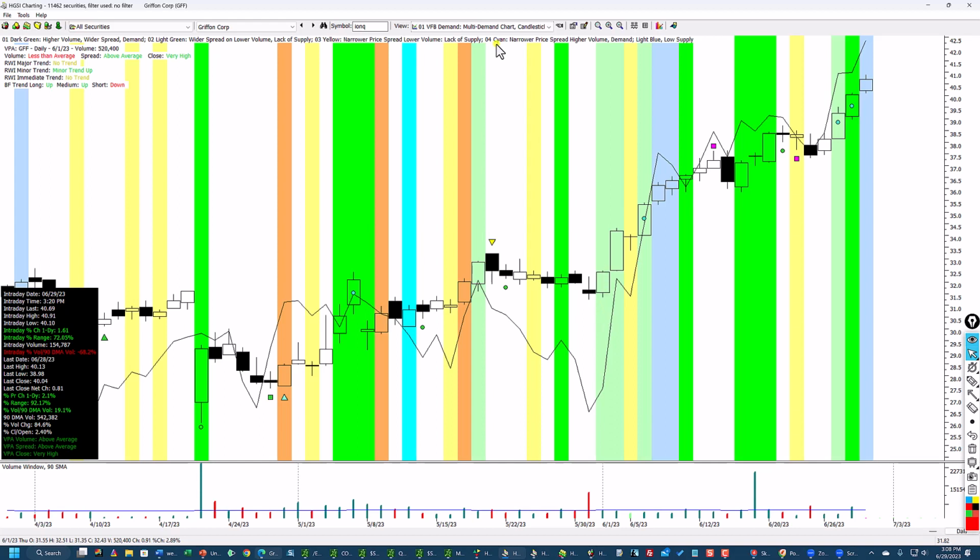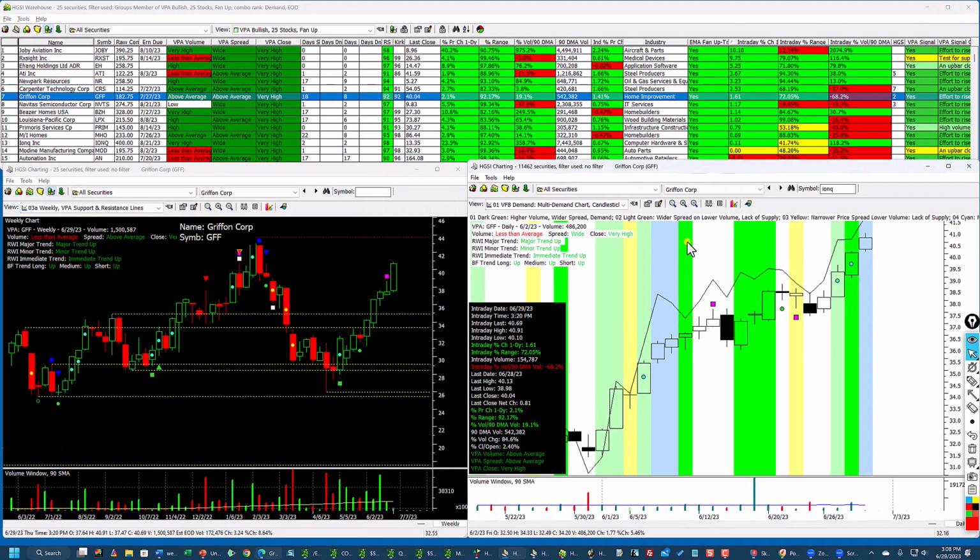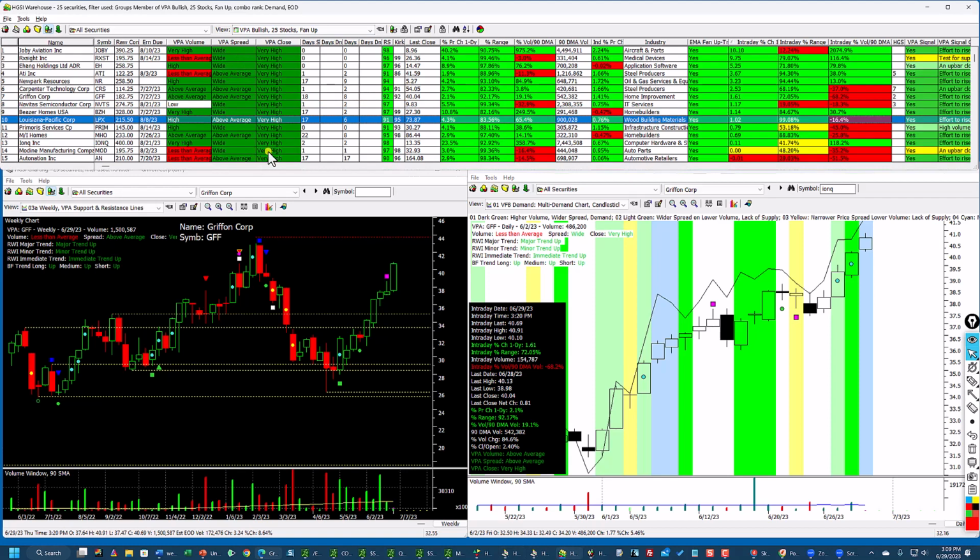Now, light green, let's click on this again, or I can look up here. Light green, wider spread on lower volume. So, right here, wider spread on lower volume, which means there's lack of supply. And the group's going up. What do you think of that? It works pretty well. Doesn't work all the time, but it just gives you a nice visual because you have the group here, and you can see what these bars mean according to the Wyckoff information.